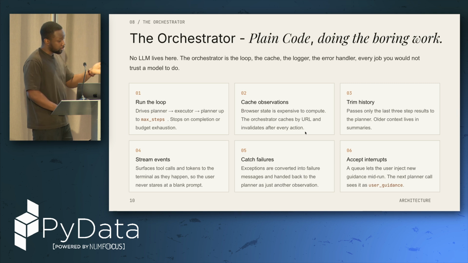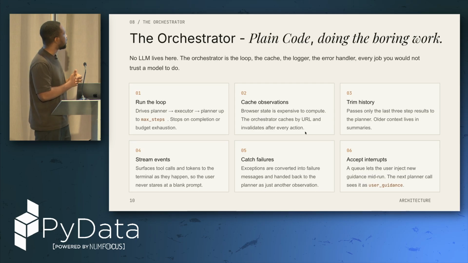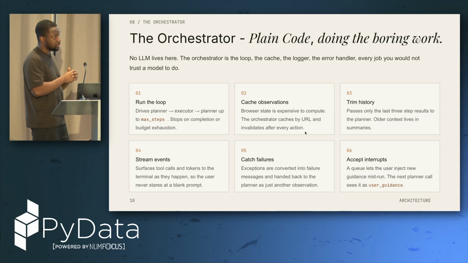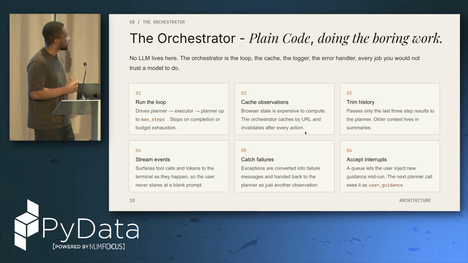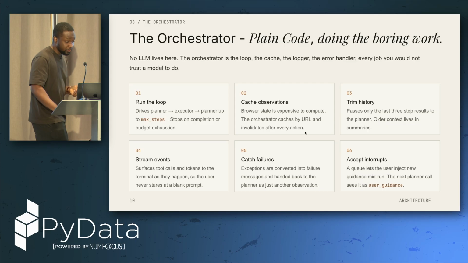There is a maximum number of steps that we expect our agent to go through. If it exceeds that number of steps, we expect a termination so that we don't run into an infinite loop. It also caches observation, because the browser state is quite expensive to compute. So the orchestrator helps us to cache that observation so that if we need to record the browser state, it's no more computationally expensive. It helps us to trim our history as well so that we manage context and we don't clog our context with too much information and then go into performance degradation.